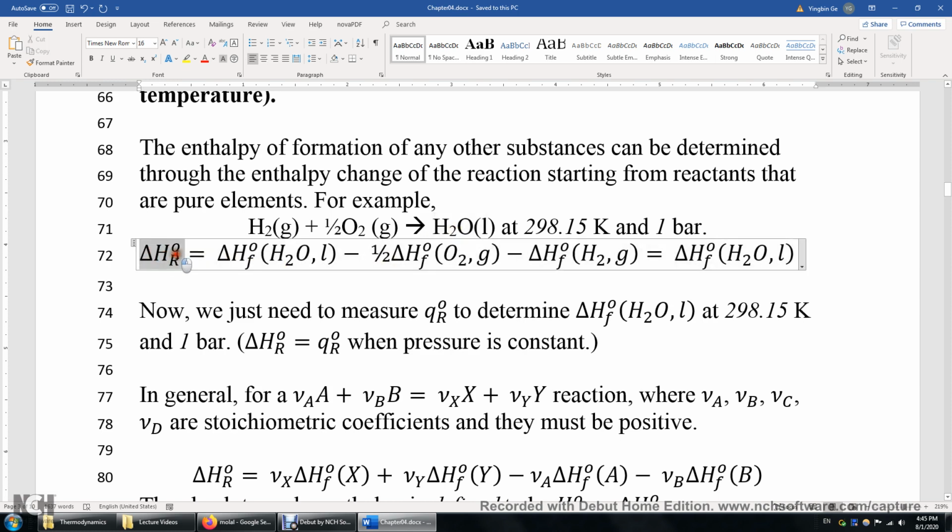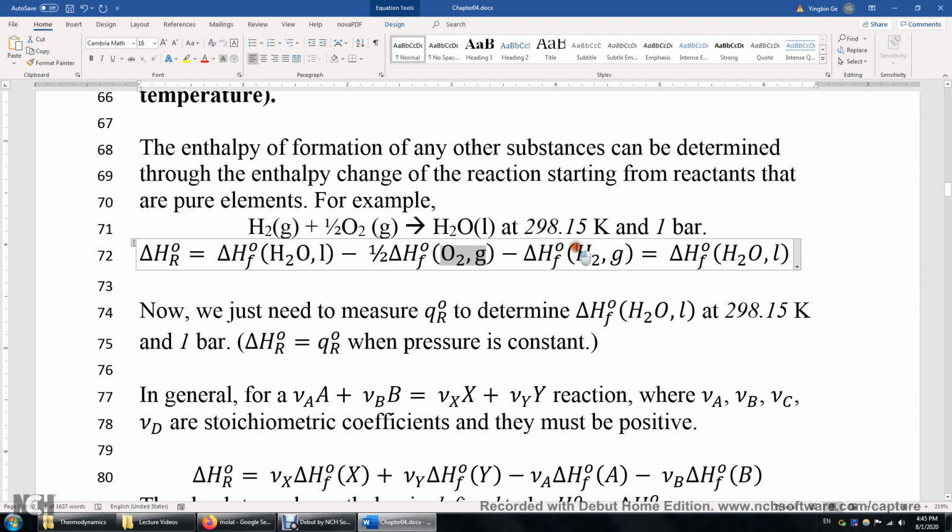So again, the enthalpy of reaction in the standard state is simply the products minus the reactants. And in this reaction, O2 and H2 are pure elements. Assuming both of them are in the standard state, then this is 0, this is 0. Therefore, the enthalpy of the reaction is equal to the enthalpy of formation of the liquid water. So that makes the calculation really simple. But again, it's really, really difficult to have all chemicals in the chemical reaction to be in the standard state.